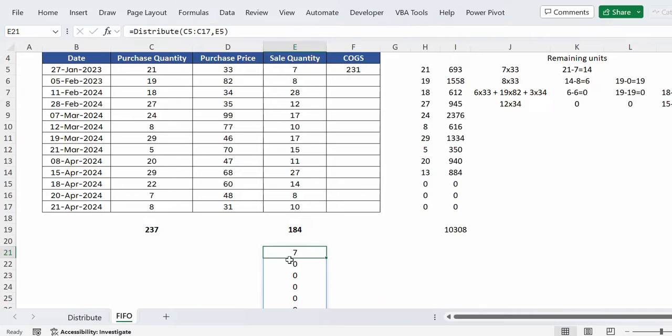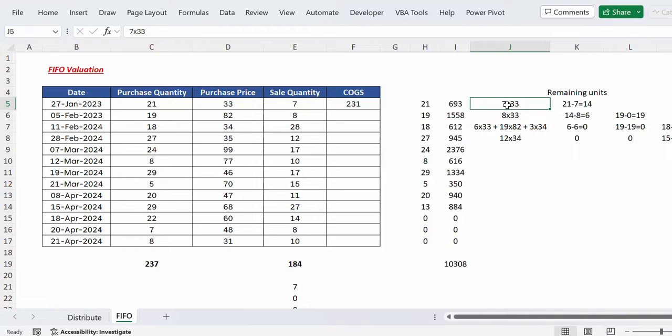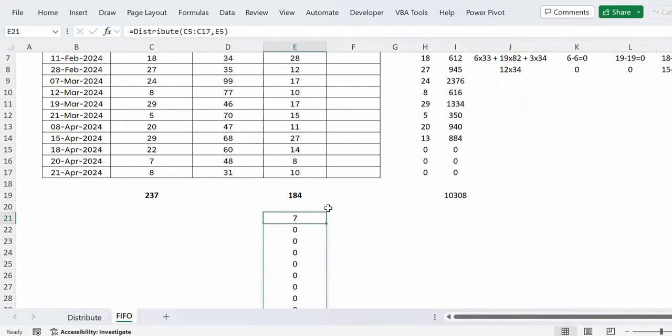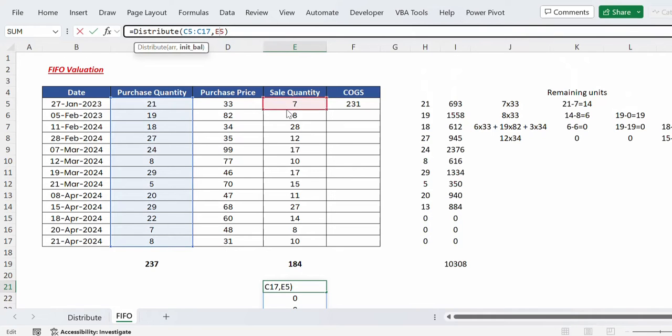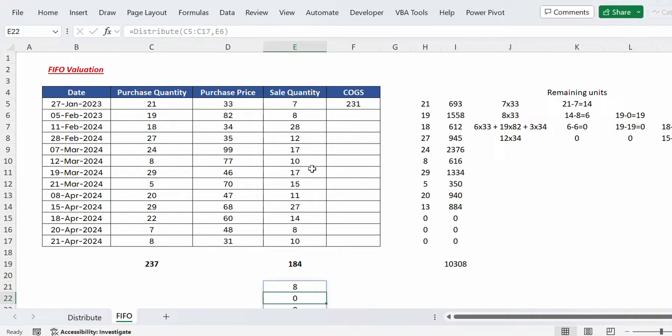And now what we are going to do is multiply this 7 by this 33, and the rest of them will be 0 because they have 0 quantity sold here. And that is exactly the same as the result that we manually arrived at here, 7 multiplied by 33. Now let's try to distribute the second value here, let's say for this 8, right? The sales that we made on 5th of February. Let's try to see the result.